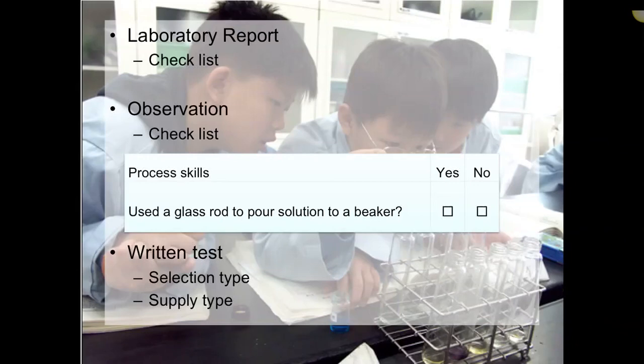to pour solution to a beaker. Yep, this one is a good, very specific way to show students' process skill, right? To get the real detailed data, they use a glass rod to pour the solution.